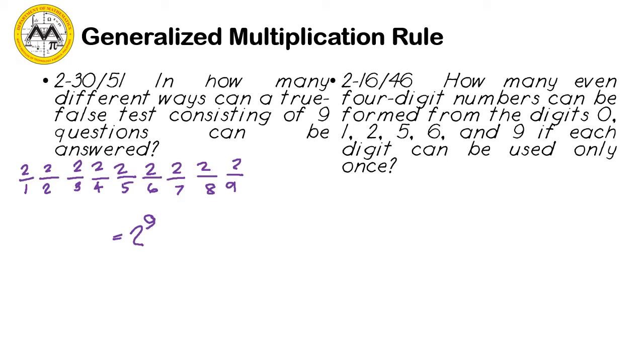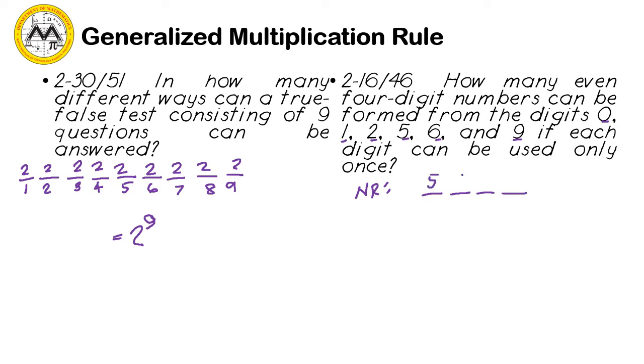How many even 4-digit numbers can be formed from the digits 0, 1, 2, 5, 6, and 9 if each digit can only be used once? So first, let's have no restriction. We are talking about 4 digits. For the first digit, we have the options 0, 1, 2, 5, 6, or 9. So that's a total of 6. However, we can't use 0 as the first digit, so we have 5.